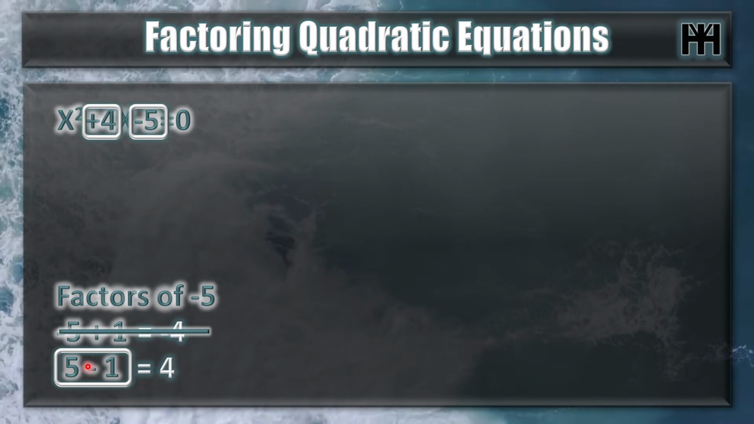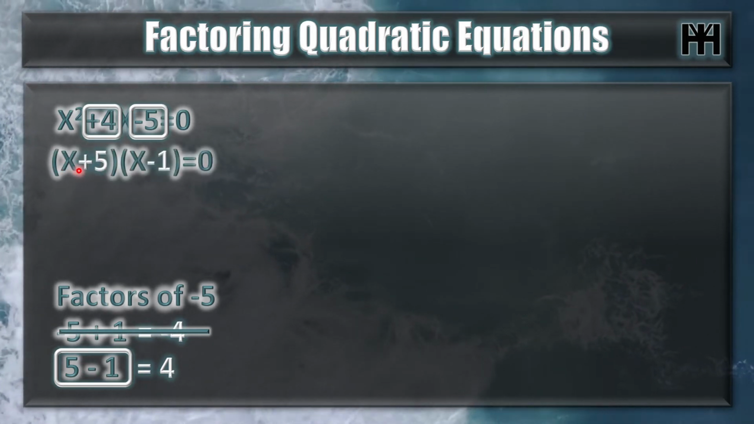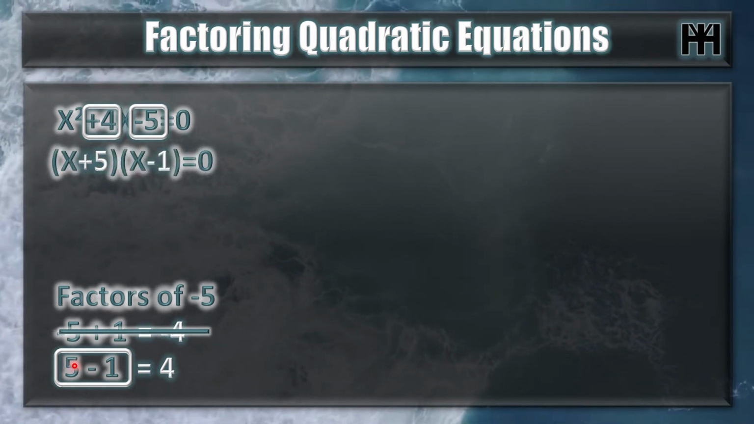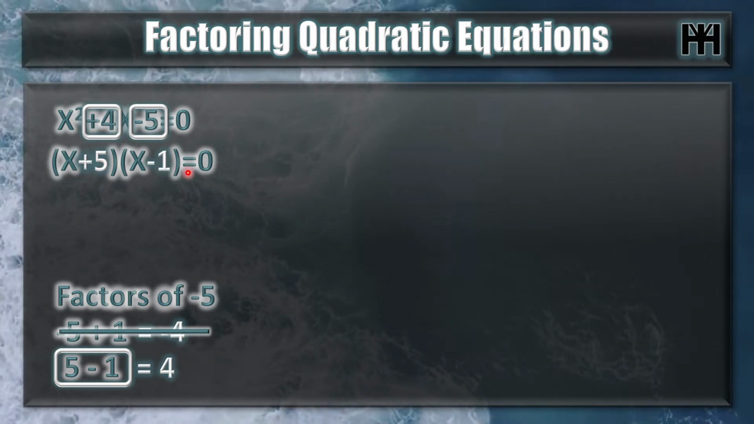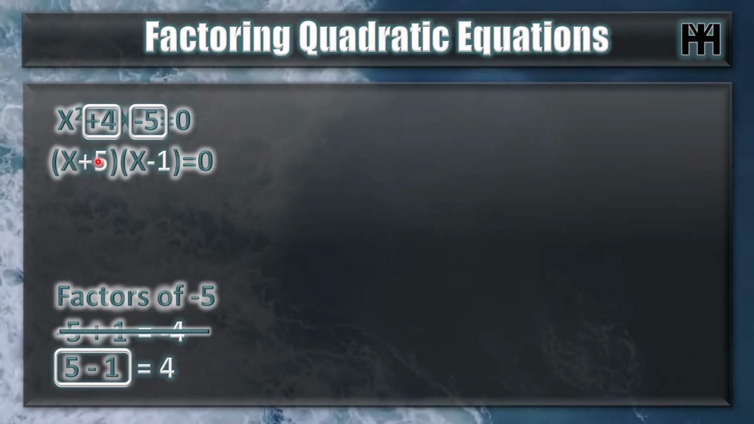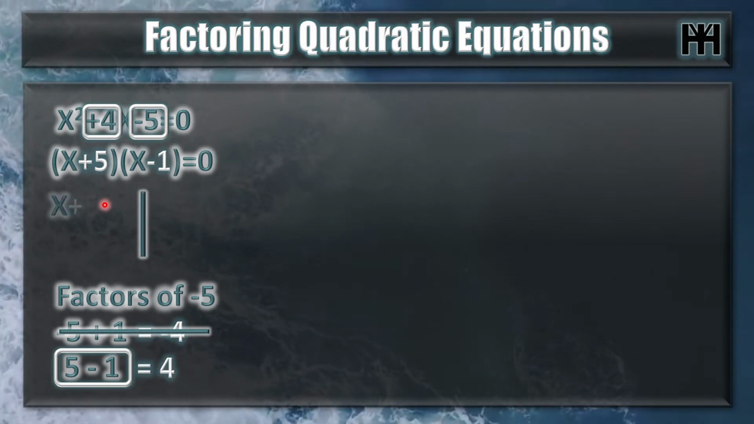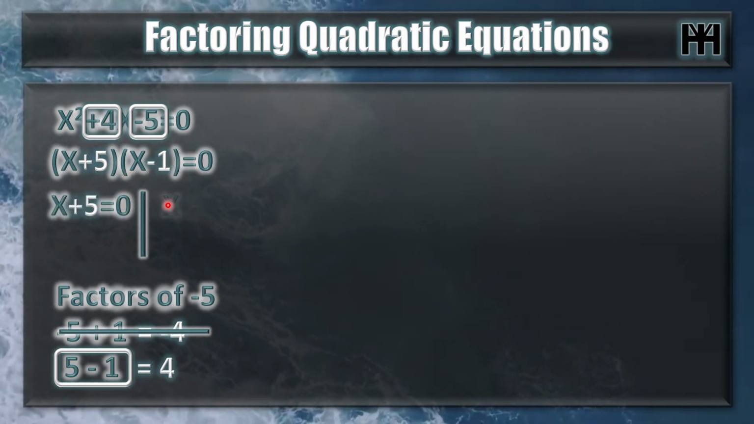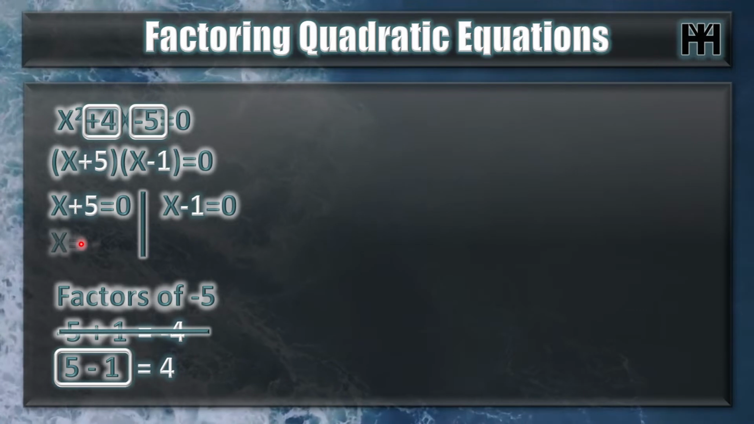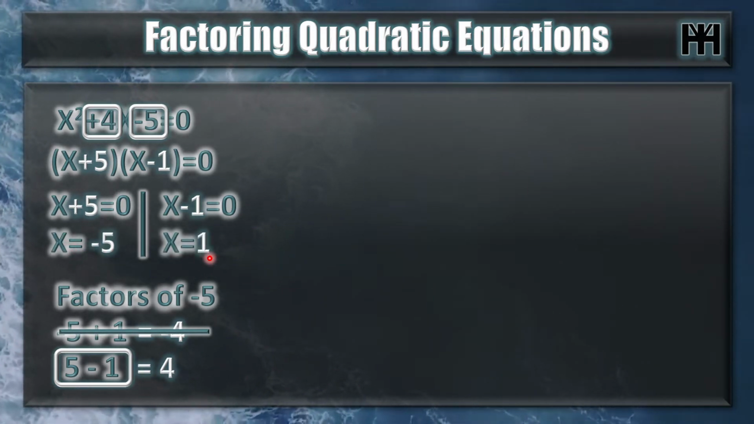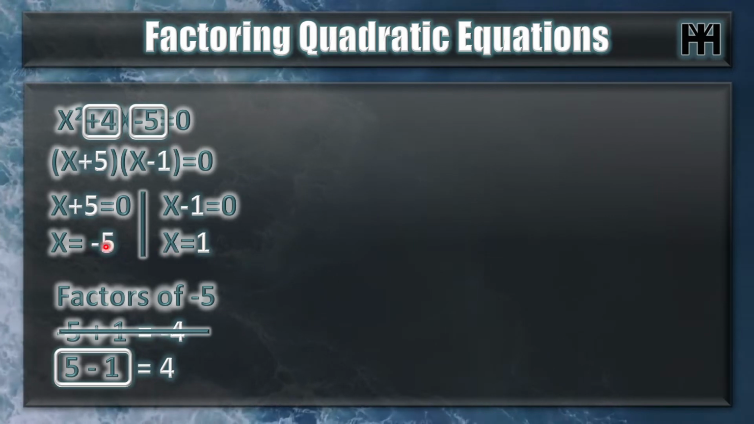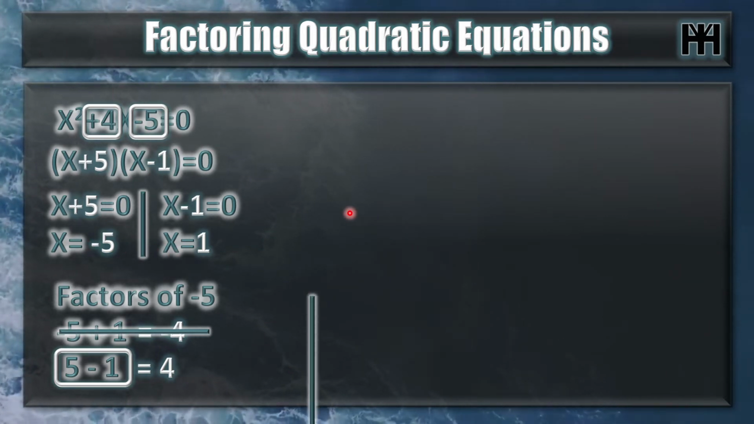So these are the two factors. So we have x plus 5 and x minus 1. We took these two factors here, x plus 5 and x minus 1. So it's whether x plus 5 equals 0 or x minus 1 is equal to 0. So we have x equals negative 5 or x equals 1. These are the solutions to this equation.